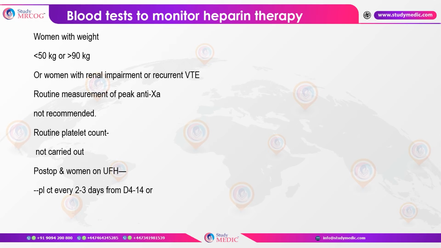And for women who are on unfractionated heparin, you will be doing a platelet count every 2 to 3 days from day 4 to 14, or from the day you have started heparin until heparin is stopped. So for women who are on low molecular weight heparin, for almost all the categories of women except those which I have mentioned above, you will not be doing any routine blood tests.